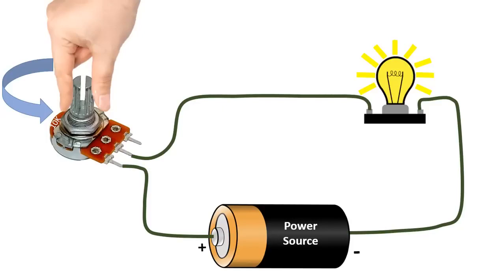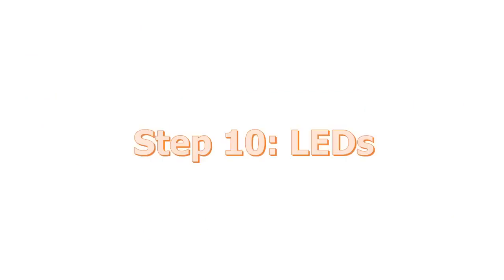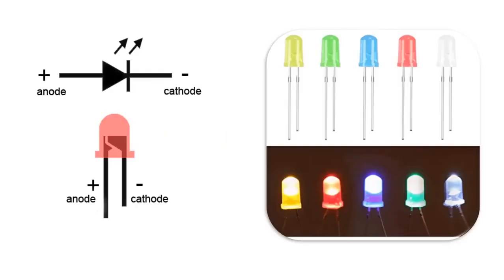Potentiometers have 3 pins to create a voltage divider, which is basically 2 resistors in series. When 2 resistors are put in series, the point between them is a voltage that is a value somewhere between the source value and ground. Step 10. LEDs. LED stands for light-emitting diode. It is basically a special type of diode that lights up when electricity passes through it.